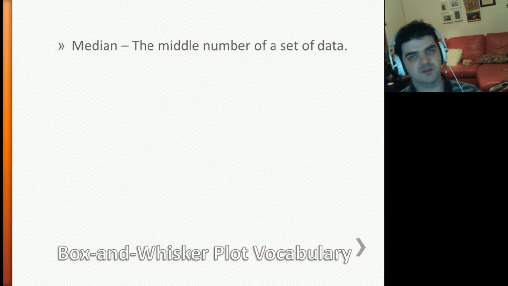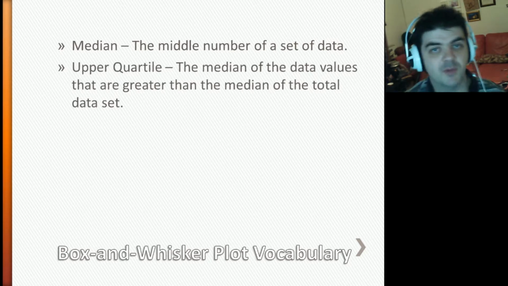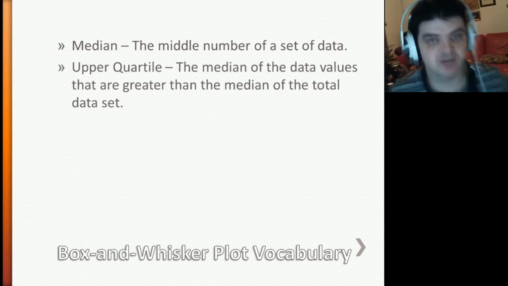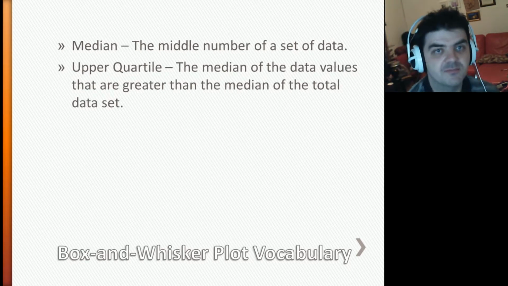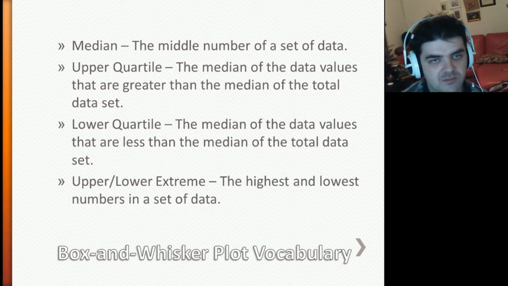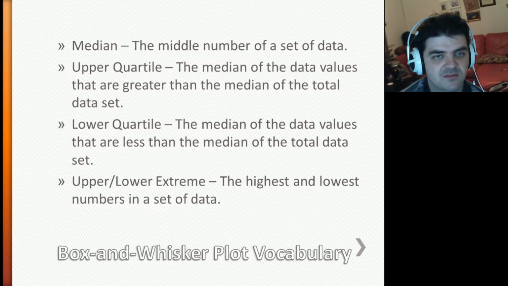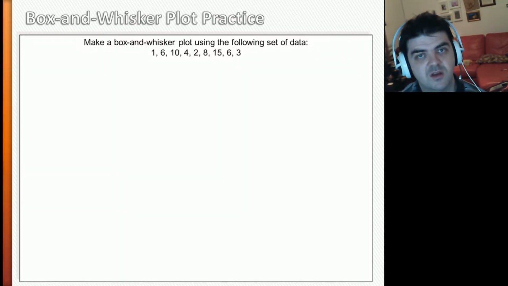So I'll go over some of the vocabulary we had before. Median, which should be familiar to you, is the middle member of a set of data. The upper quartile is the median of the data values that are greater than the median of the total data set. So it's like the middle of the upper half, and the lower quartile is the middle of the lower half, or a quarter of the way along. Upper and lower extreme are the highest and lowest numbers in the data set that you have. So the upper value and the lower value are the values you'd use to work out the range: the biggest value overall, take away the lowest value.